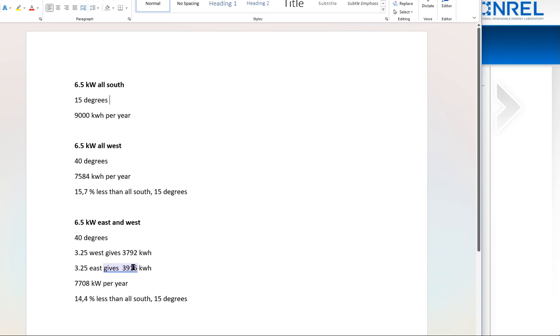Interesting here is that actually east gives a little bit more. That may be surprising to some people. Total 7708 kilowatt hours per year. So it's actually a little bit more than the All West, not too much, and then the percentage difference compared to All South is 14.4. Now the most interesting thing for me here is that the difference between East and West compared to All South is only 1.3%.